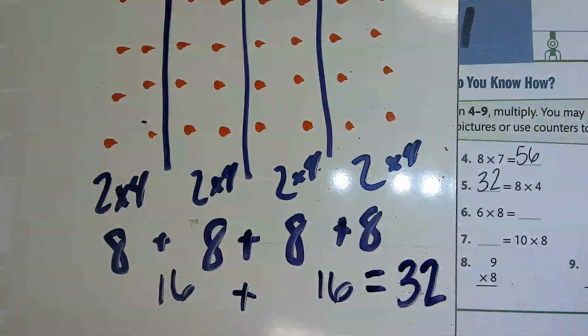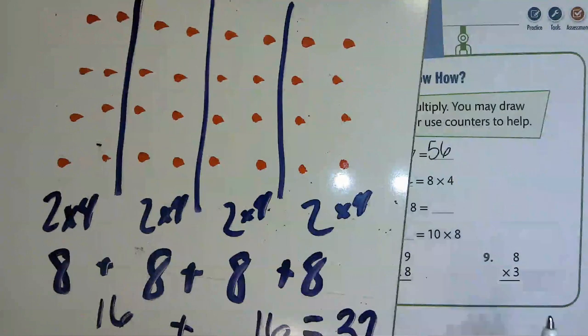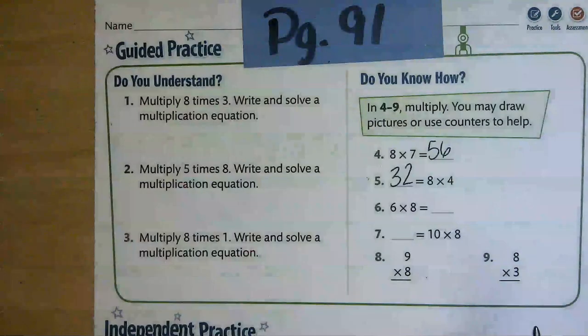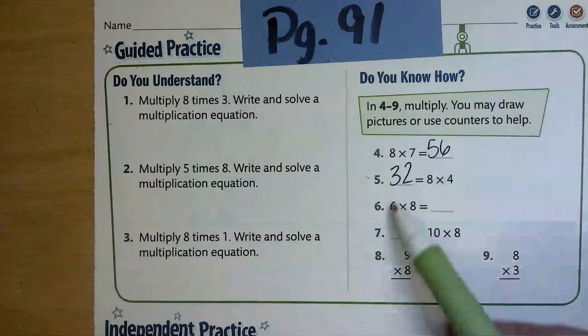I'm going to ask you to go ahead and pause your video right now. Try out number 6, 7, 8, and 9. When you're ready, you can press play, and I will show you how to solve those problems quickly. But pause right now to do 6, 7, 8, 9.